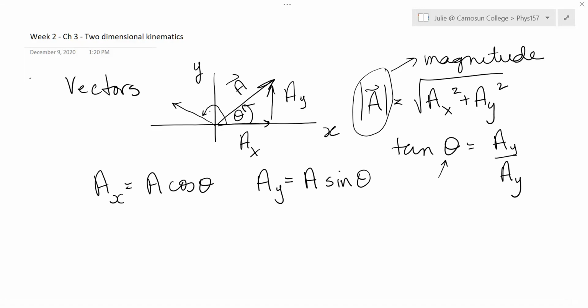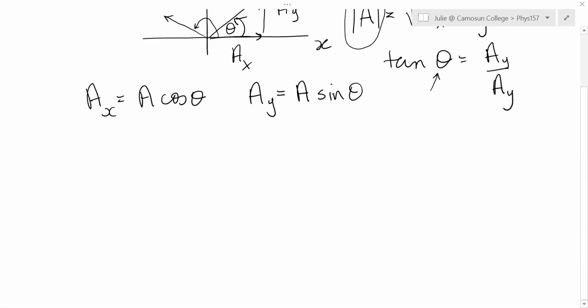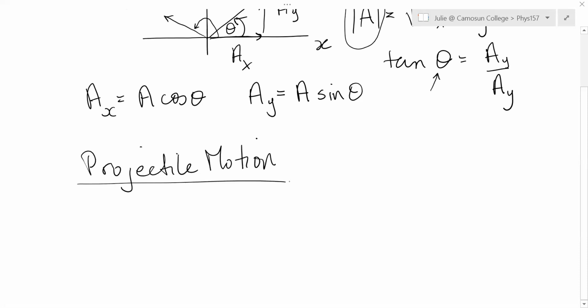Okay, so you'll have some problems to practice in Mastering Physics of using just those simple definitions. And then they'll start applying this two-dimensional motion to kinematics. So projectile motion is the first obvious application of two-dimensional motion.